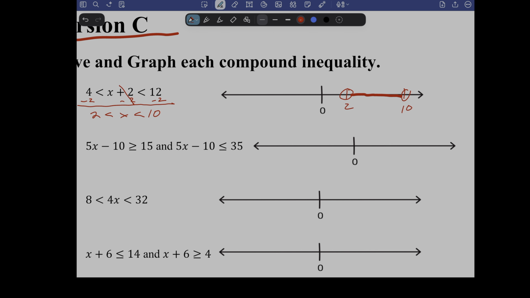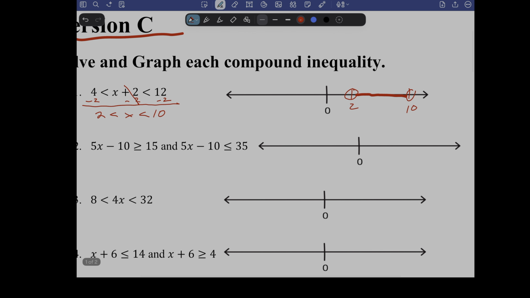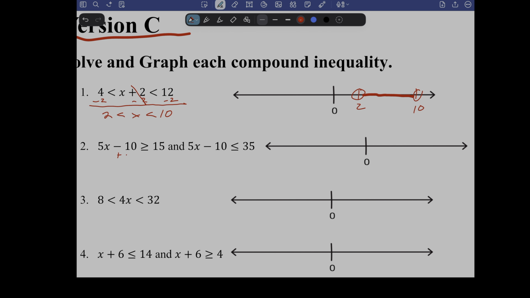All right? So on this one, when they give you two equations, just do two different equations. So on this one, we're going to add 10 to both sides. And then after we do that, I'm going to get 5x is greater than or equal to 25. I'm going to divide each side by 5. Boom, x is greater than or equal to 5. It's a little messy, but that's a greater than or equal to.